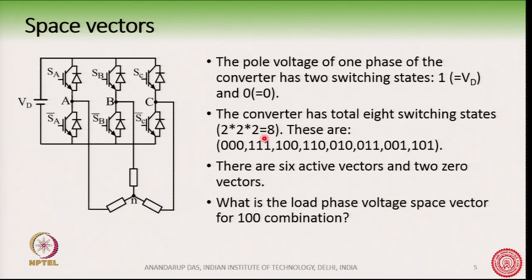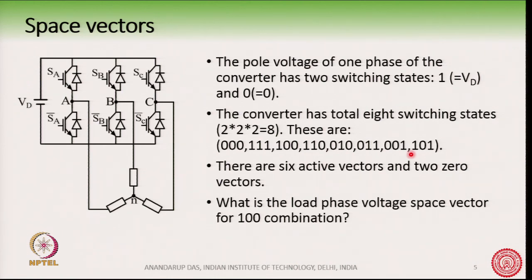Okay. We can write these as 0 0 0, which means A phase has a switching state of 0, B 0, C 0, while 1 0 0 means A phase VAO is 1 and VBO and VCO are 0, where 1 corresponds to VD voltage. This switching state 1 0 0 will happen when the upper switch, that is SA in phase A, is turned on, while SB bar and SC bar, the lower two switches in B and C phases, will be turned on, and we get this 1 0 0 switching state.